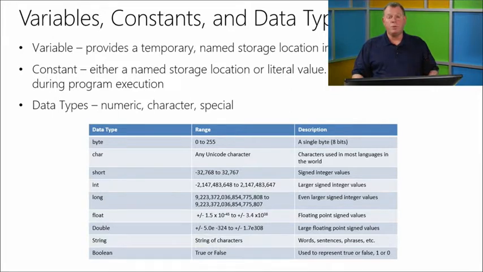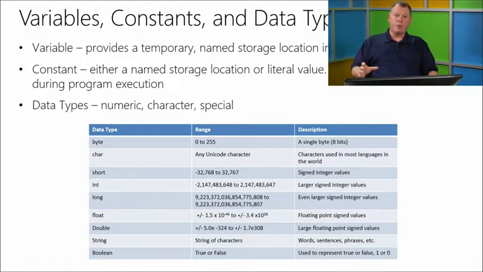So what we do is we create named storage locations that we refer to in our code that will then be directly mapped to these memory locations. And the compiler and the computer take care of that. You don't have to worry about that mapping. All you need to worry about is I created a named storage location. That's how I'll access that data to either write to it or read it in my program itself.